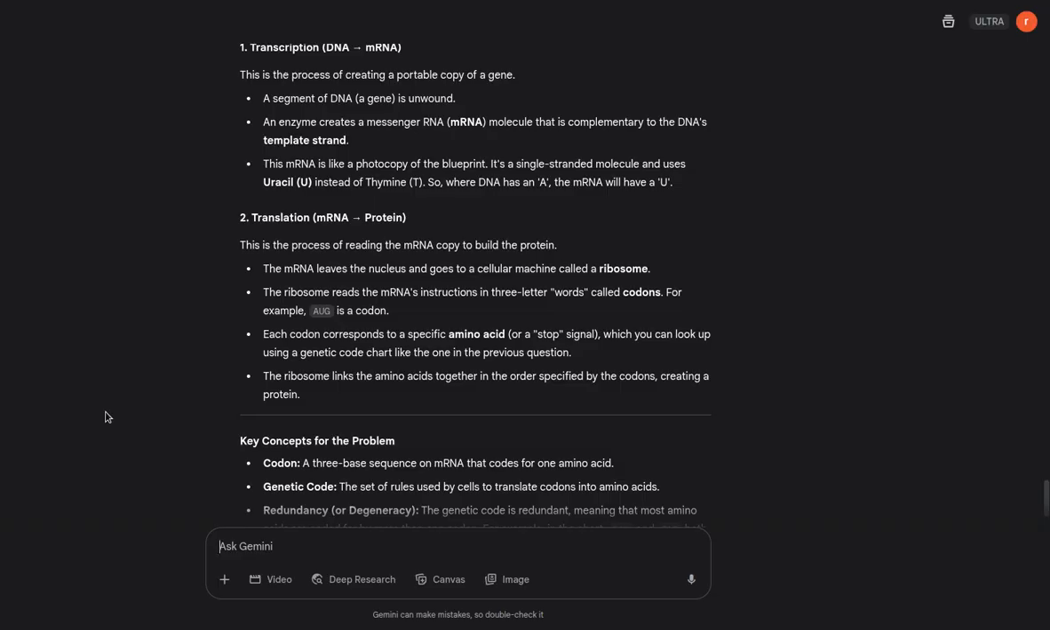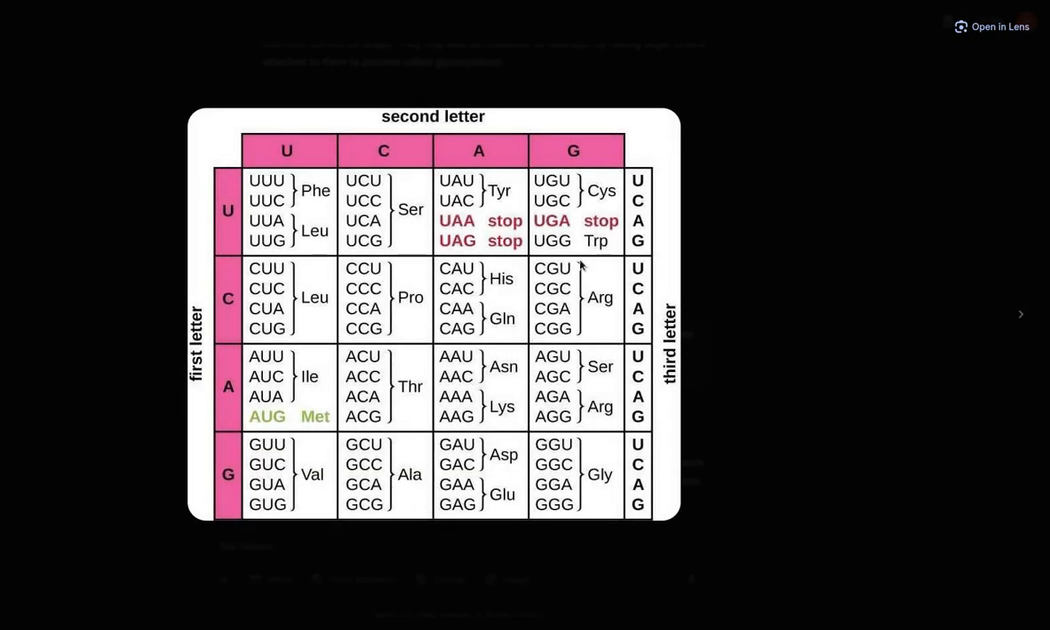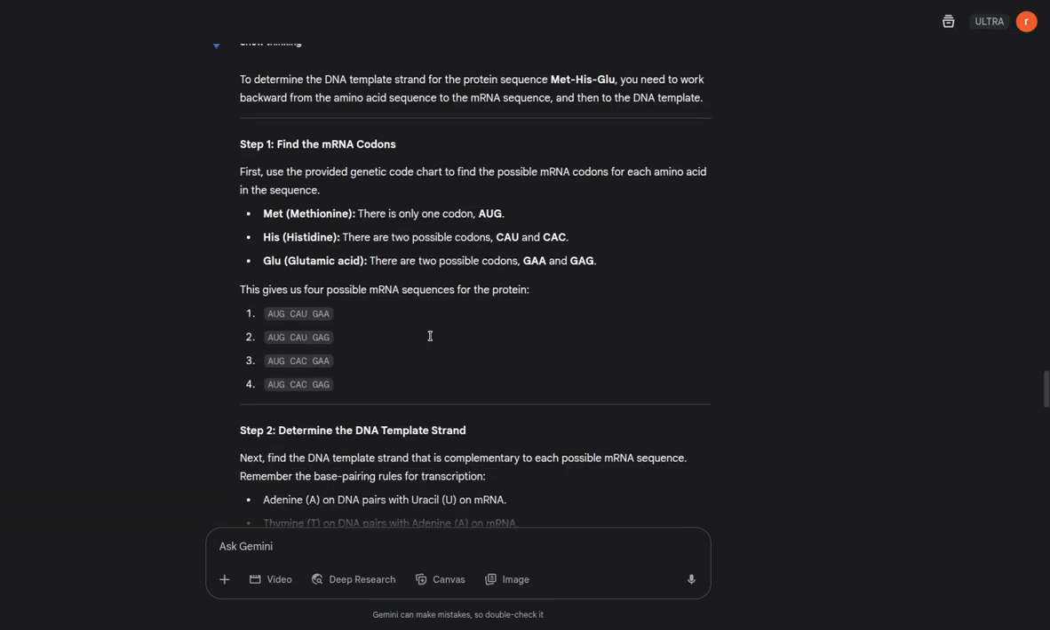So it's basically DNA to mRNA, then mRNA to protein. This is the process of reading the mRNA copy to build the protein. The mRNA leaves the nucleus and goes to a cellular machine called a ribosome. Okay. The ribosome reads the mRNA instructions in three-letter words called codons. For example, AUG is a codon. Each codon corresponds to a specific amino acid or a stop signal, which you can look up using a genetic code chart. Okay, I think there was something. Yeah, these are UAA, UAG, UGA. These are the stop signals. Okay, understood.